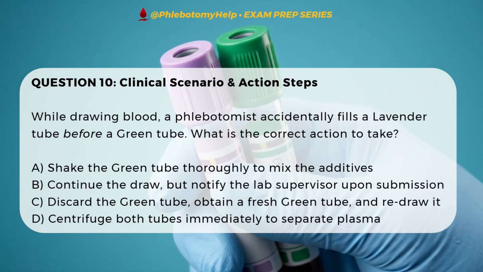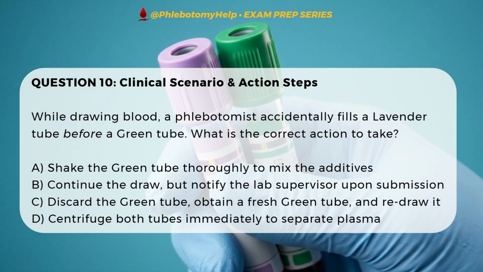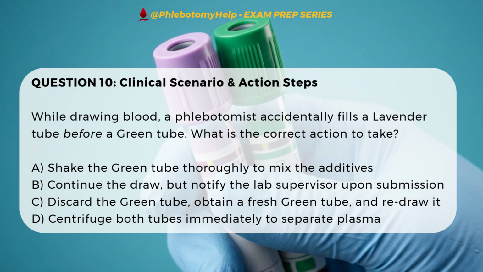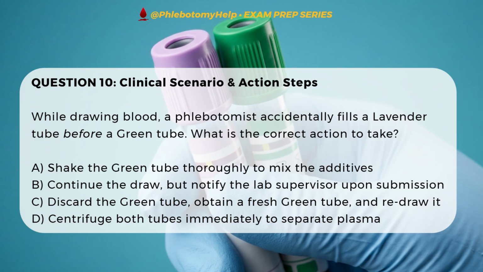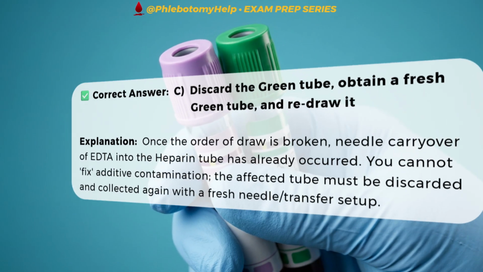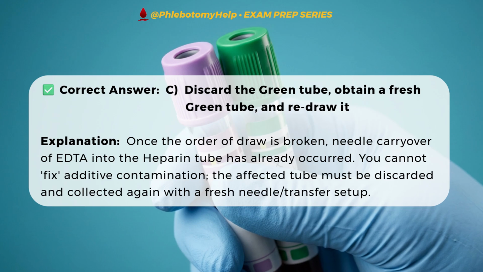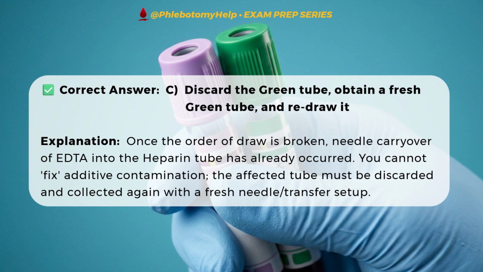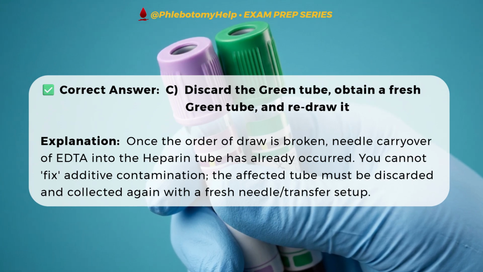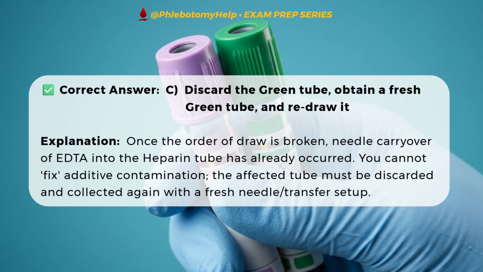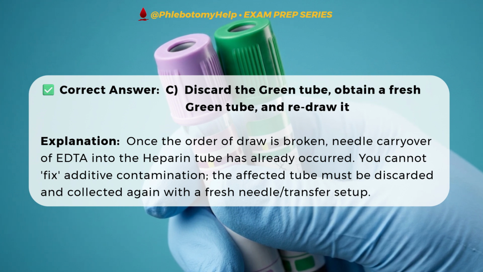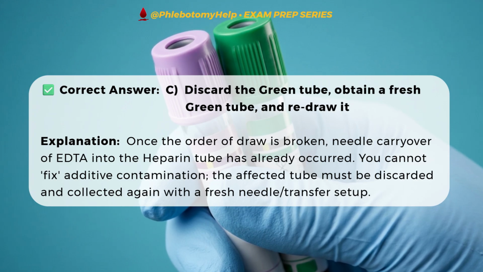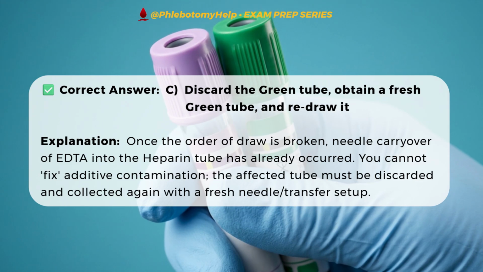Question 10. While drawing blood, a phlebotomist accidentally fills a lavender tube before a green tube. What is the correct action to take? The correct answer is C. Discard the green tube, obtain a fresh green tube, and redraw it. Once the order of draw is broken, needle carryover of EDTA into the heparin tube has already occurred. You cannot fix additive contamination. The affected tube must be discarded and collected again with a fresh needle transfer setup.